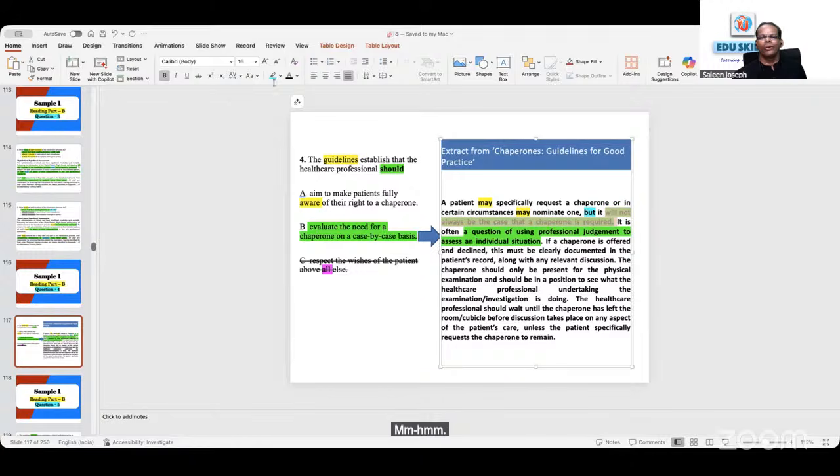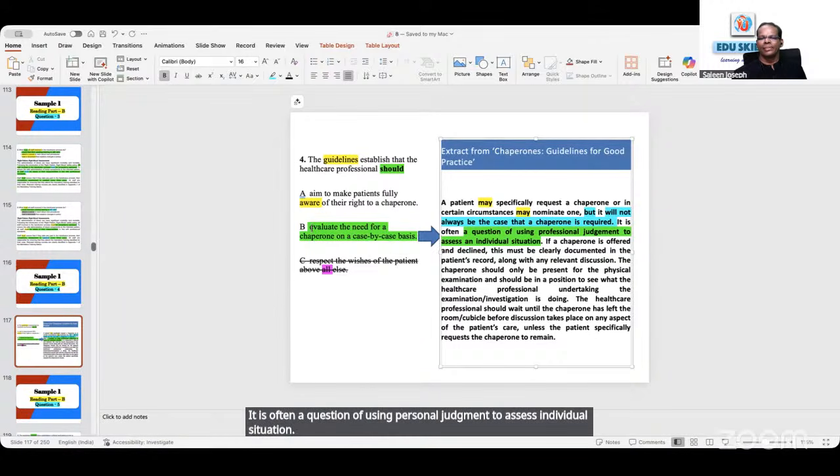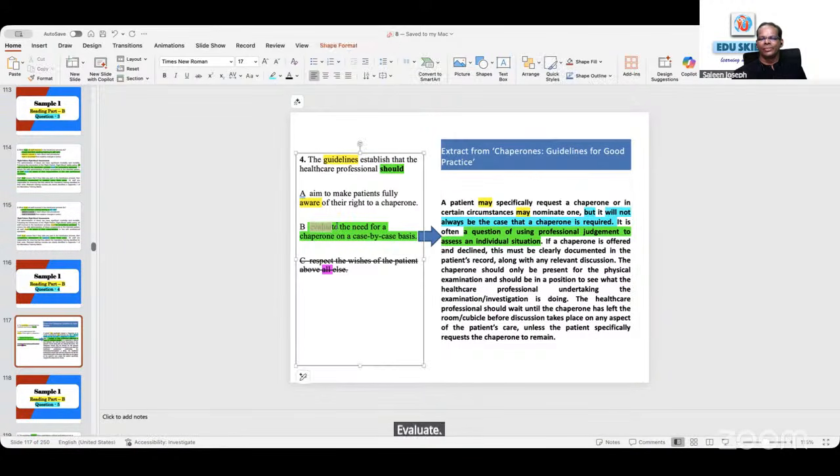Do they require a chaperone always? No. Case by case only. It is often a question of using personal judgment to assess the individual situation, evaluate case by case. Individual situation. This is known as paraphrasing. This is the paraphrasing of the question statement, option B.